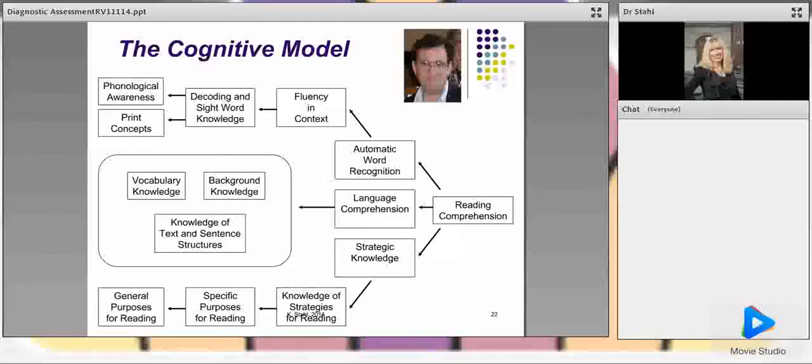Well, we have said that in addition to automatic word recognition and language comprehension, you also need some strategic knowledge that is specific to text reading. And it even varies by the type of text that you're reading. Informational and narrative text share some strategic processes, and others are unique to particular types of text. For each of these boxes, we have assessments that we like to use diagnostically to identify strengths and weaknesses in each of these areas.